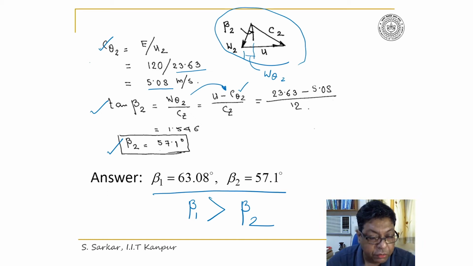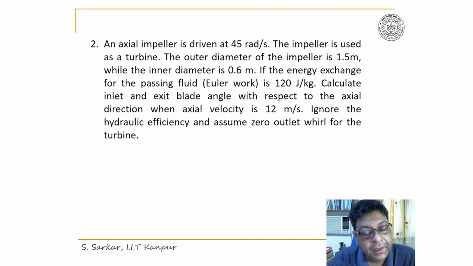So beta 2 I am getting as 57.1 degree. Thus the answers are beta 1 is equal to 63.08 degree and beta 2 is 57.1 degree. Note that here beta 1 is greater than beta 2 for a pump impeller. Let me state the problem number 2.